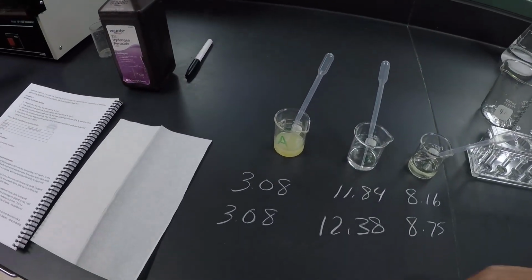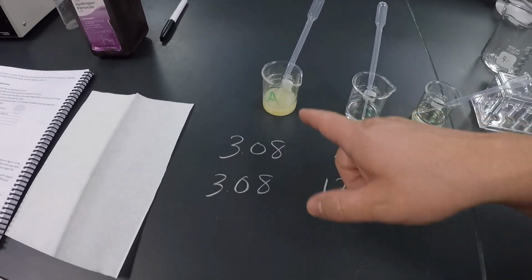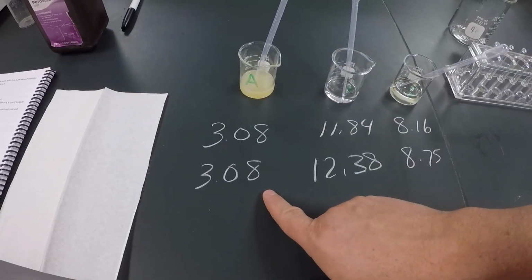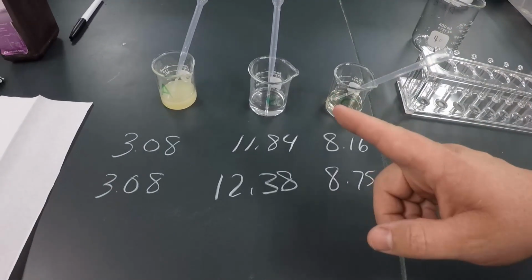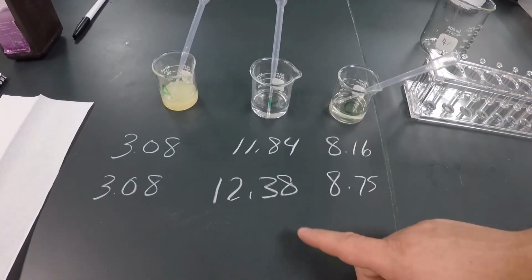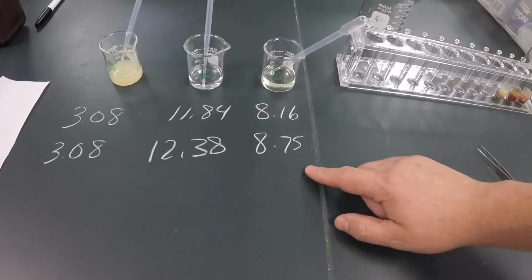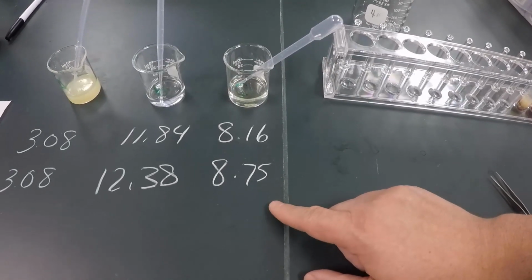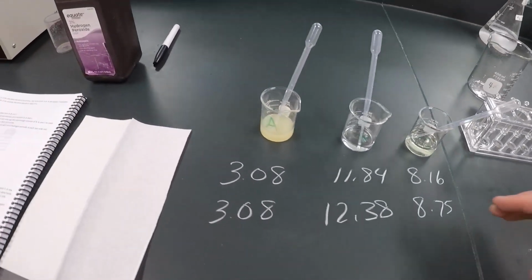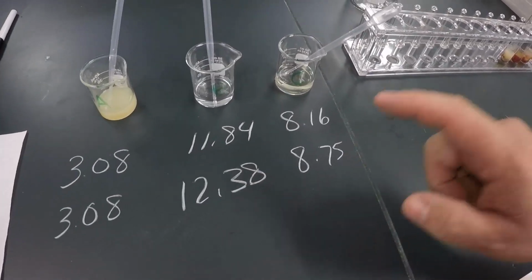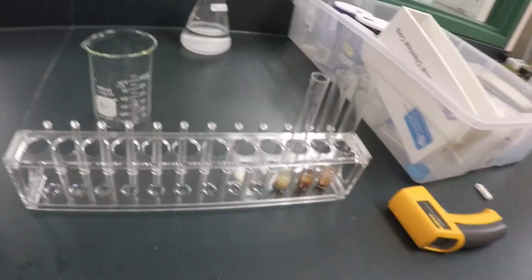Okay, we're back. It's been 10 minutes on the pH test. I redid the pHs, and so there you can see that solution A didn't change, 3.08, still 3.08. Beaker B is the only one that changed significantly, went from 11.84 to 12.38, and then beaker C, 8.16 to 8.75. So that's a pretty good range, you know, pretty acidic, pretty basic, and close to neutral. So here are the solutions.